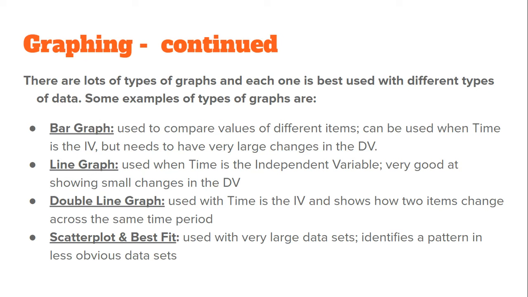Double line graphs are just like a line graph, but they've got 2 pieces of information over that same period of time. And then we have a scatter plot and best fit. These are used when you have very large data sets. When we're talking about thousands and thousands of tests or hundreds of tests, scatter plots and best fit are really useful. It helps to identify a pattern when it may not be super obvious what the trend is amongst all of these lots of different data points. Let's take a look at an example of each one.